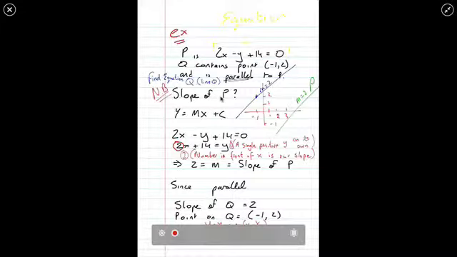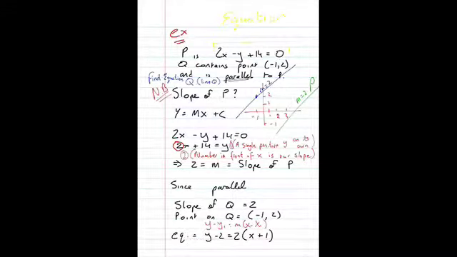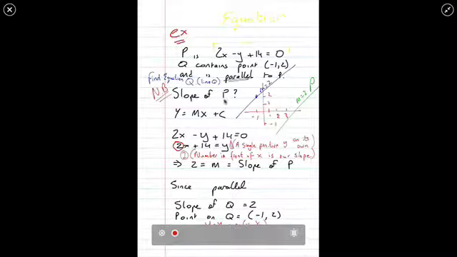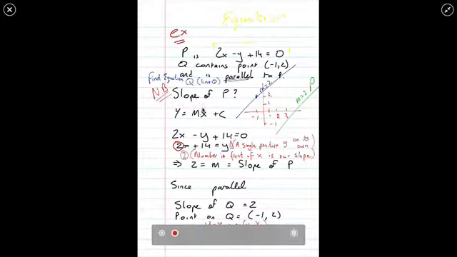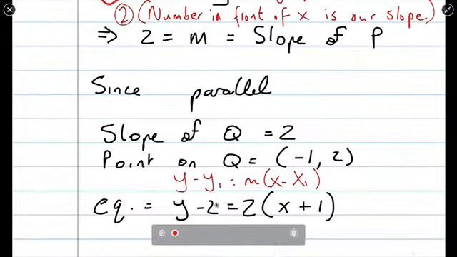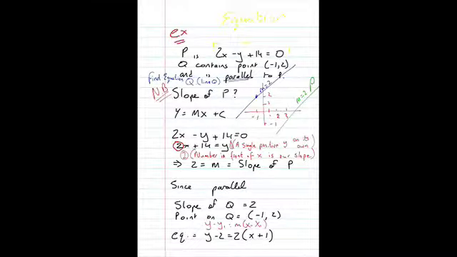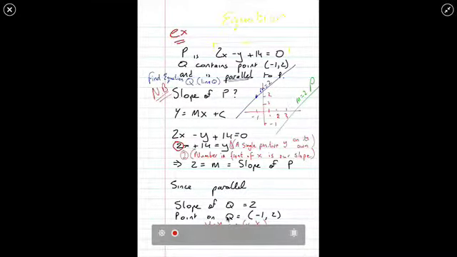Can I just start this question again. P is 2x minus y plus 14 equals 0. Q contains the point minus 1, 2 and is parallel to P. Find the equation of Q. I'm pretending I'm in an exam now and I haven't a clue what's going on. First thing, if I see find the equation of Q, I should write down this formula for some marks. Because I'm talking about equation, even if I hadn't a clue, I'd write down the equation, Liam. You okay with that?